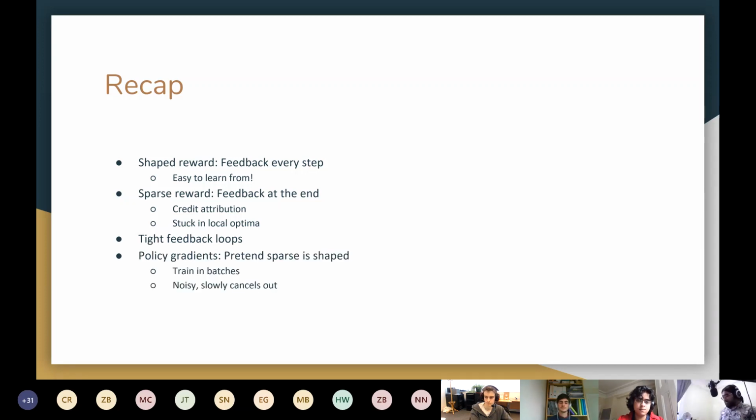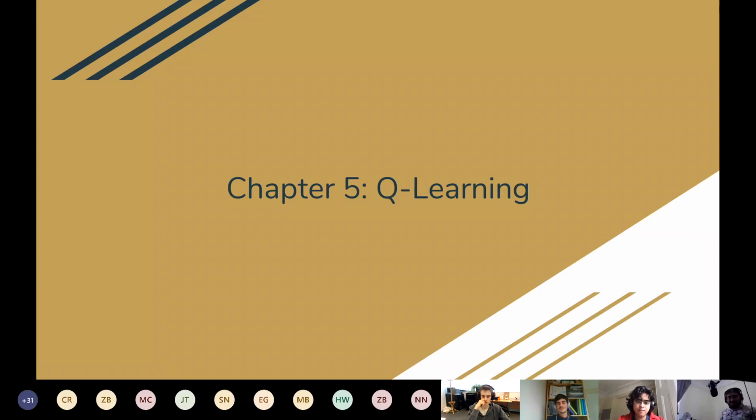There's a technique called policy gradients, where you just pretend a sparse reward is shaped and train in batches, and it's really noisy, but it basically works, and it's amazing and also terrible. So now I want to talk about something called Q learning.